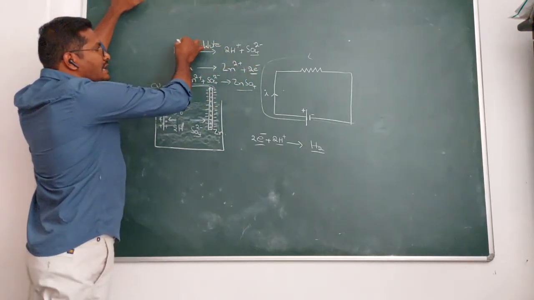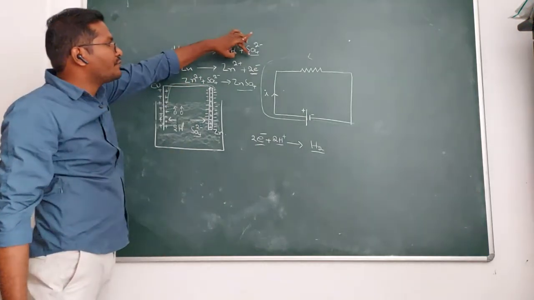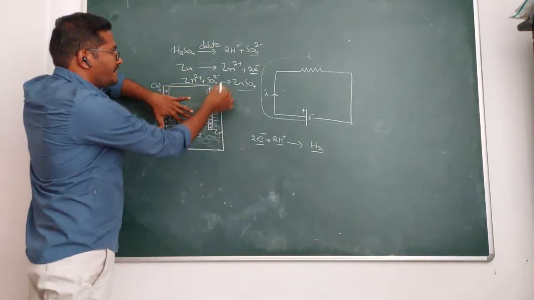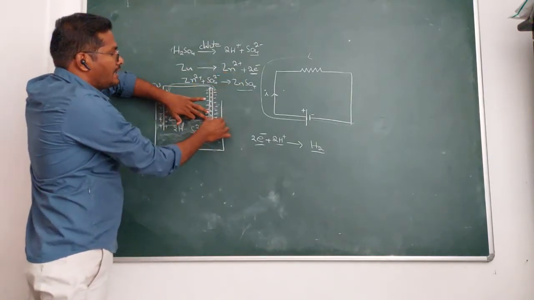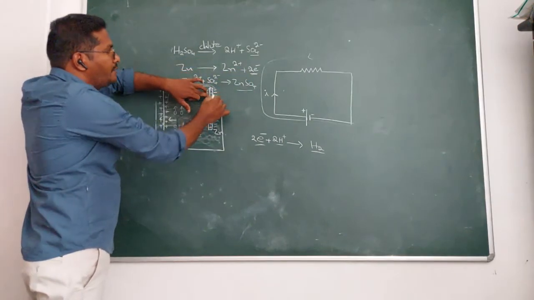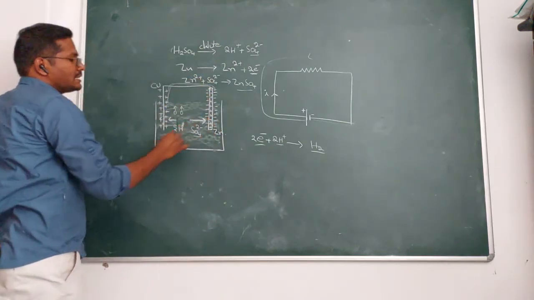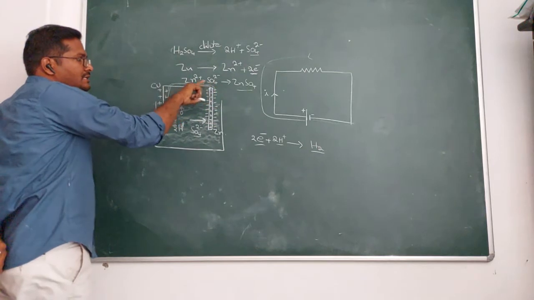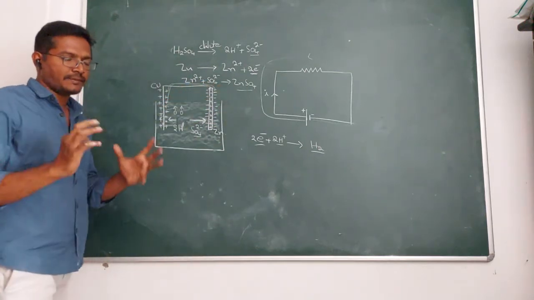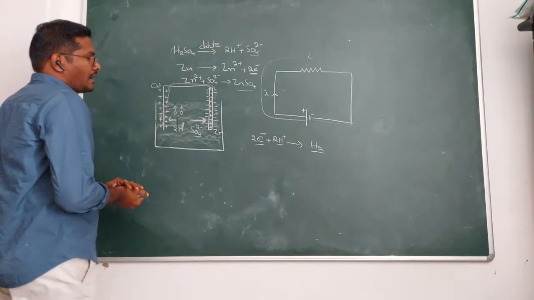Again this process happens from the first. From H2SO4, one SO4 2- breaks out and mixes with Zn2+, and in order to become Zn2+, again two electrons are released from Zn. This SO4 2- moves in this direction, mixes with Zn2+ and becomes ZnSO4. So this is the process, and here these electrons are moving.